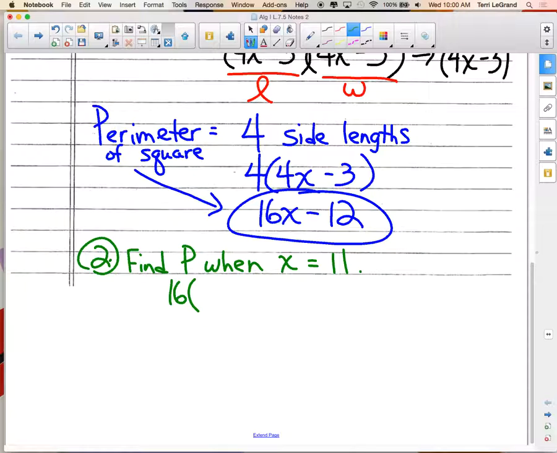16 times 11 minus 12. Don't you dare use your calculators. 16 times 11. 16 times 10 is 160. We need another 16. 176. 176 take away 12? 164. See how good we are? We didn't get our calculators. 164. Oh, inches. I was going to just ask that.